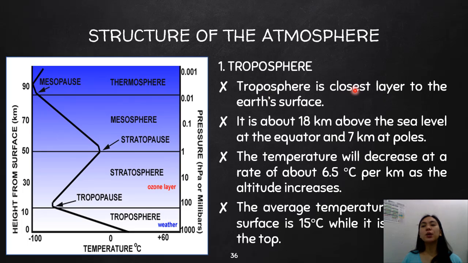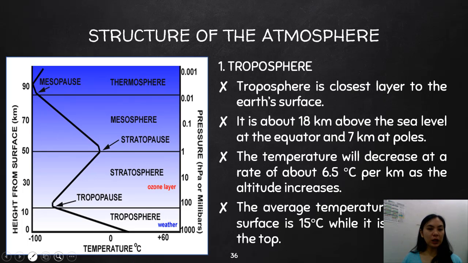Troposphere is the closest layer to the Earth's surface. It is about 18 kilometers above the sea level at the equator and 7 kilometers at the pole. Medyo mas mataas kasi yung pole natin than your equator, kaya yung pagsukat niya is ganyan.